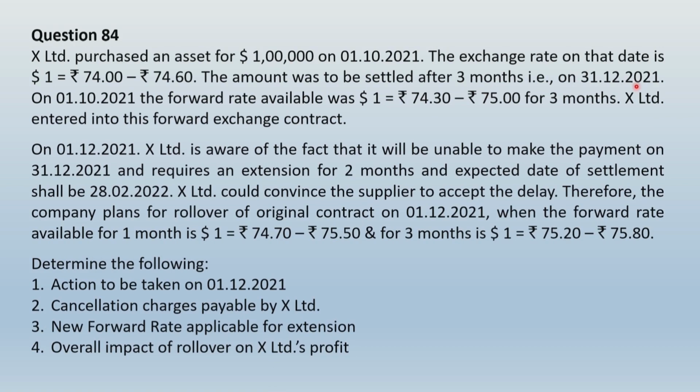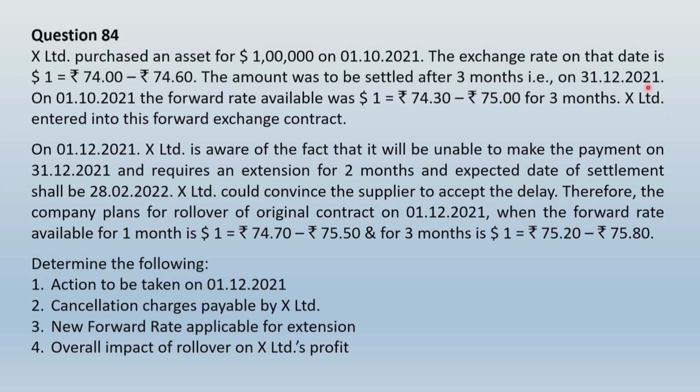And for its hedging, the company has entered into a forward exchange contract. So the applicable forward ask rate will be rupees 75, and therefore the forward contract obligation will be 1 lakh US dollars into rupees 75 per dollar, that is rupees 75 lakhs. The maturity date of this contract was 31/12/2021.